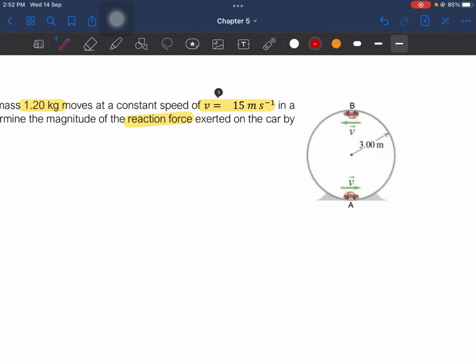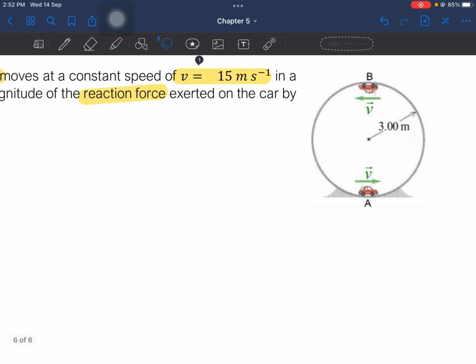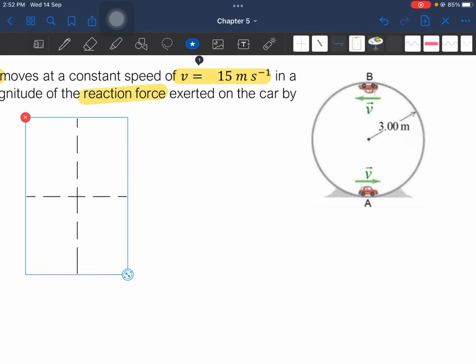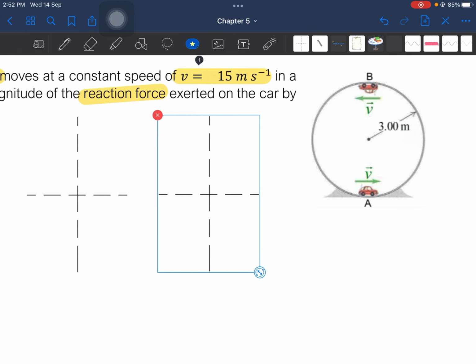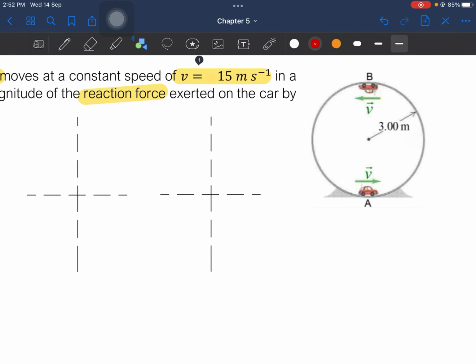Okay. So if we draw it, I'm just going to draw it somewhere here lah, because there's no need to do it over there. Okay, so if we draw, we will get, this is for point A. This is for point B. Alright, now for point A, we have normal force and weight lah. And then for point B, it is like that.